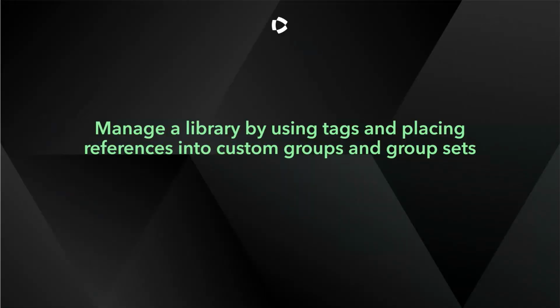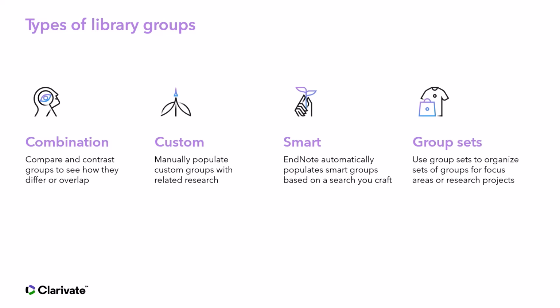So let's look at our workflows for managing libraries with EndNote, components called library groups, group sets, and tags. So there are three types of EndNote library groups that you can create in addition to what we call sets. So let's quickly run through all the available group structures in EndNote 21. So a combination group is a powerful tool that allows you to compare and contrast the contents of two or more library groups to see how they differ or overlap. Custom groups are a type of library group in EndNote that you manually create and populate. And you've got another type of library group that EndNote automatically populates for you, and that's the smart group.